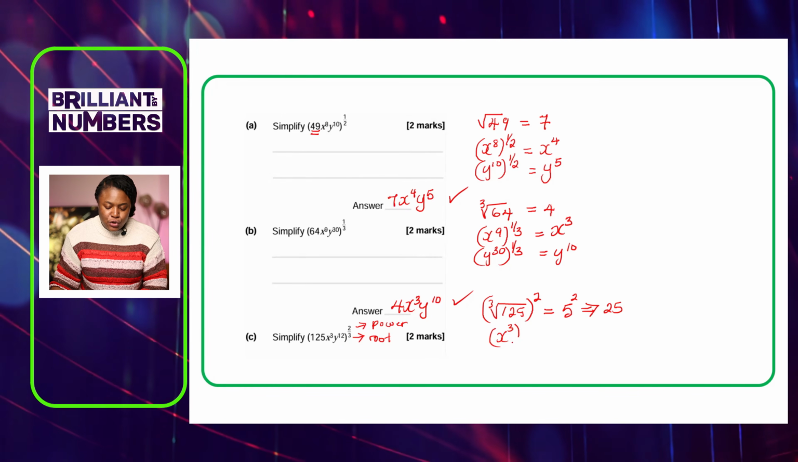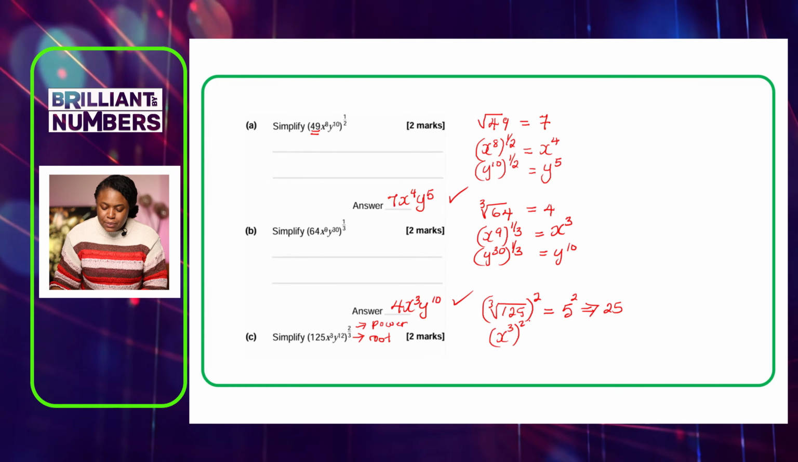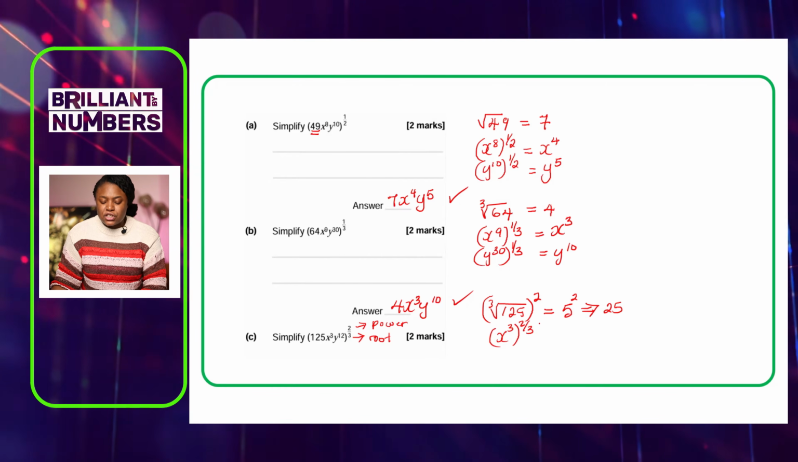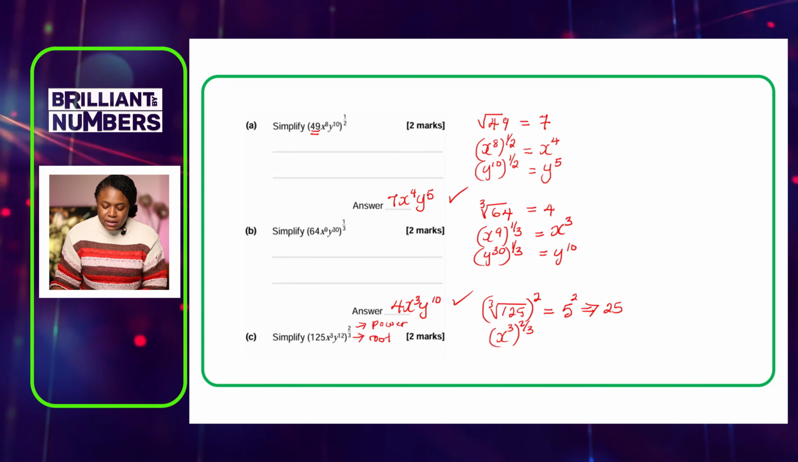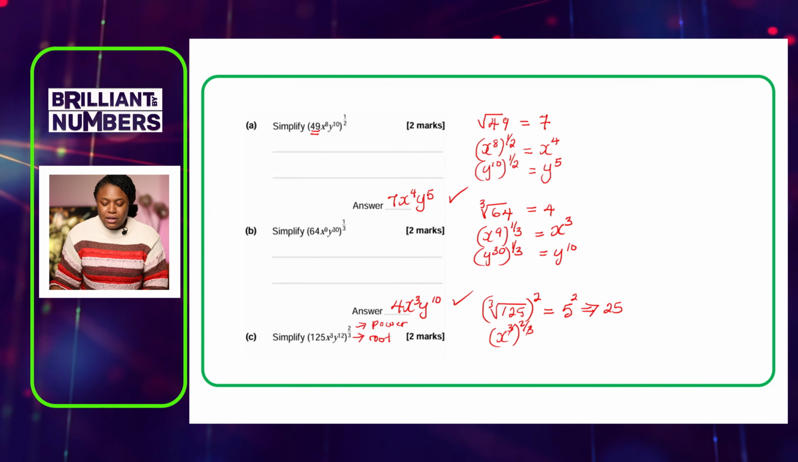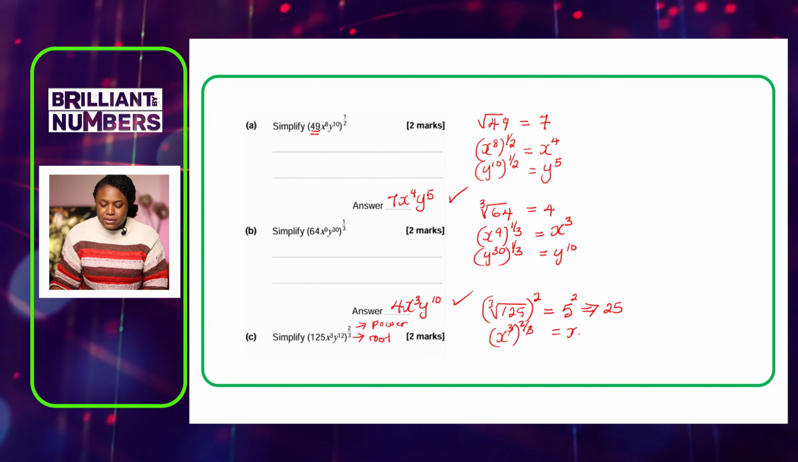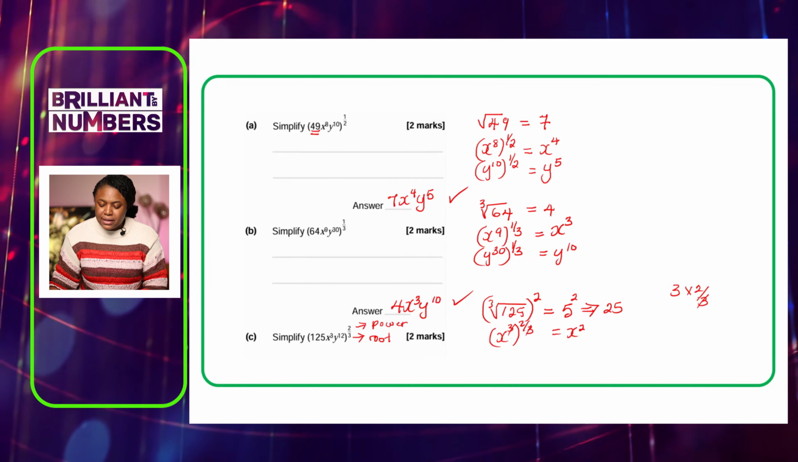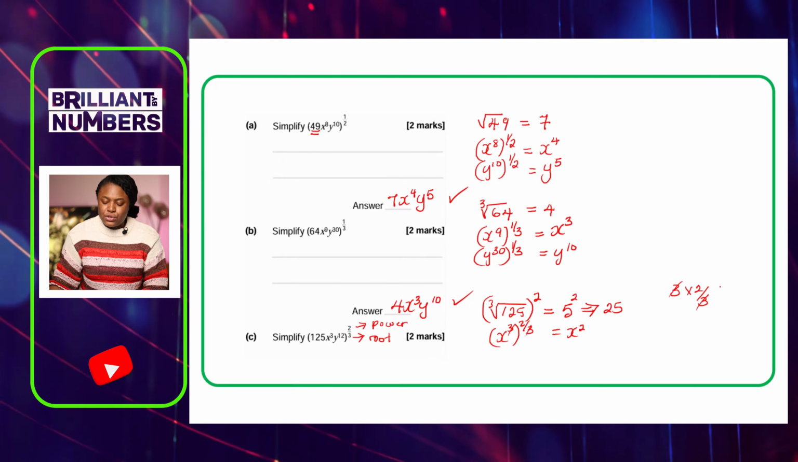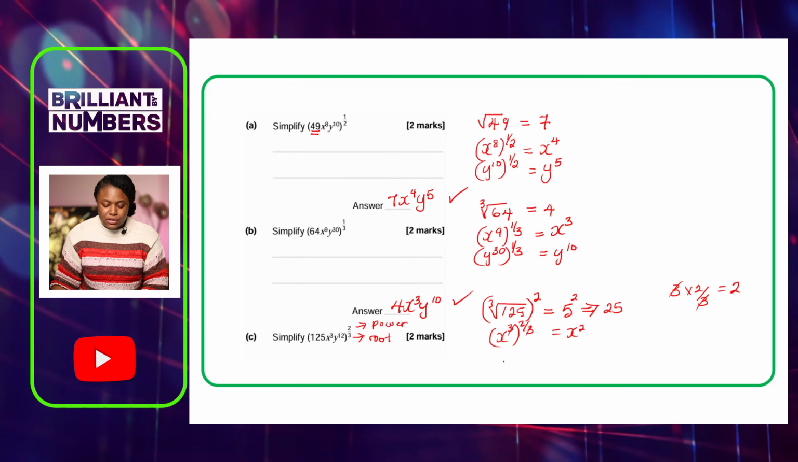So x cubed is being raised also to the power of 2/3. So I need to do 3 times by 2/3. I can divide by 3 here, so I'm left with just x to the power of 2. So 3 times by 2/3, I can cancel that out, leave me with 2, just in case you missed how I got that 2.